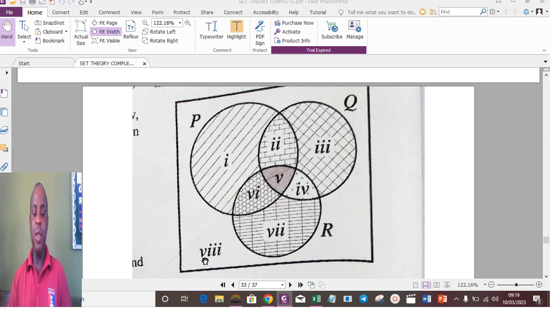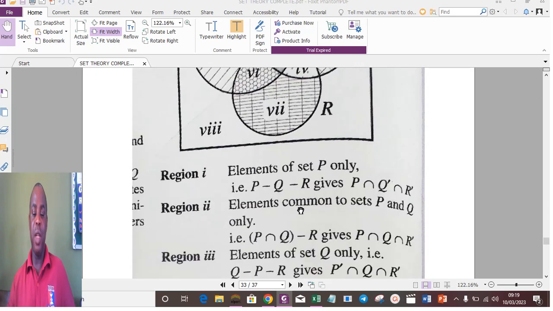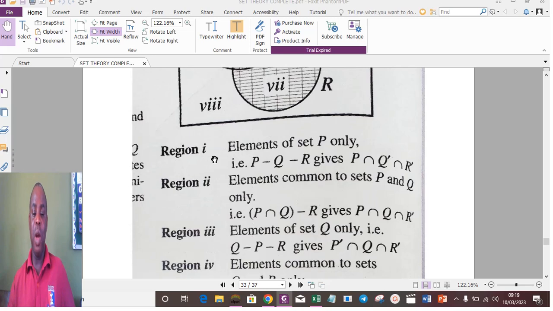Okay, now the outside, I've told you the outside, they are complements. I mean the elements that are in the universal set, but they are not in P, Q and R. So let's look at them one after the other. Now the first region 1 elements set of P only. I've just explained it. We can write it like this. This is P only. It can be P minus Q minus R. P only. You know P is the beginning. You remove Q from it. You remove R from it. Now it gives you P intersection Q prime intersection R prime.